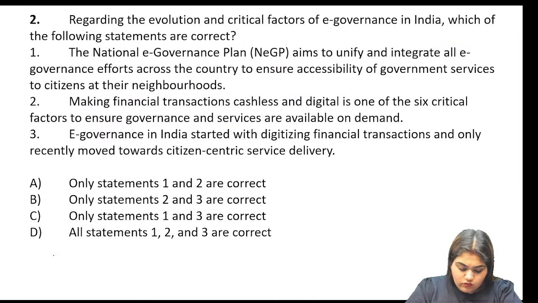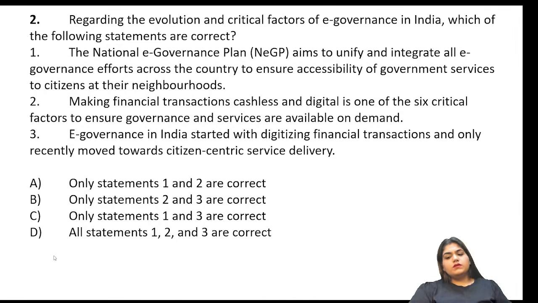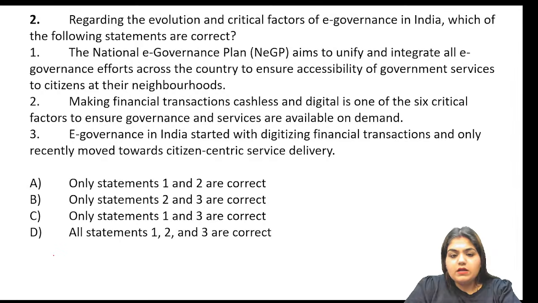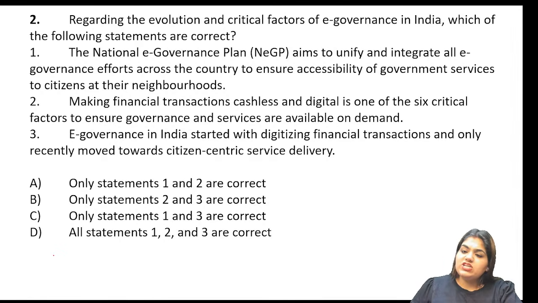Regarding the evolution and critical factors of e-governance in India, which of the following statements are correct? Statement number 1 is correct. Making financial transactions cashless and digital is one of the 6 critical factors of ensuring governance and services are available on demand. What are the 6 factors?